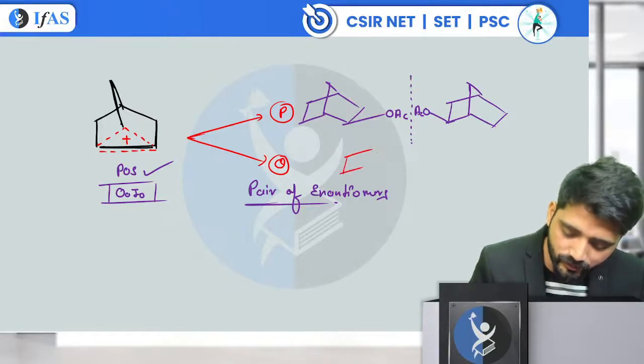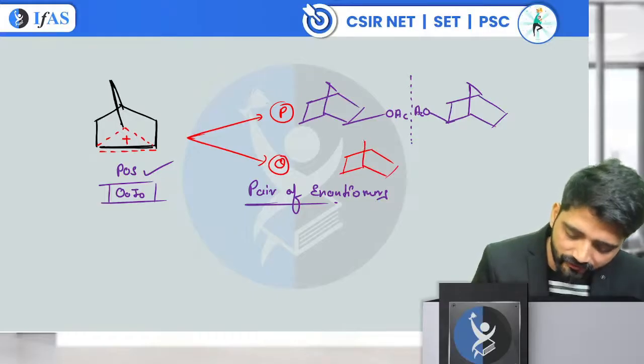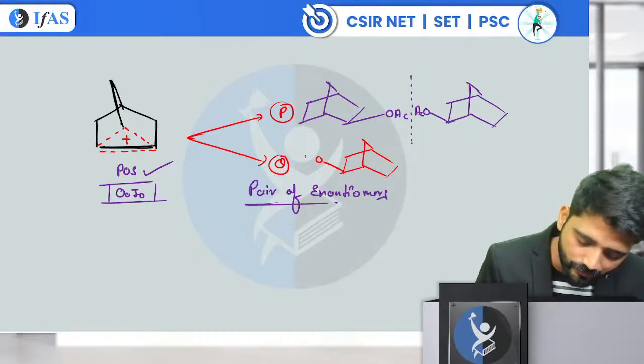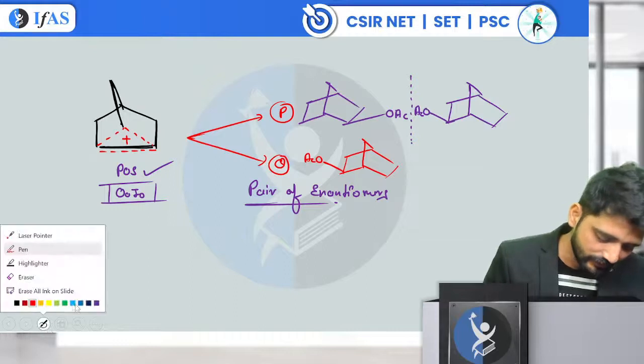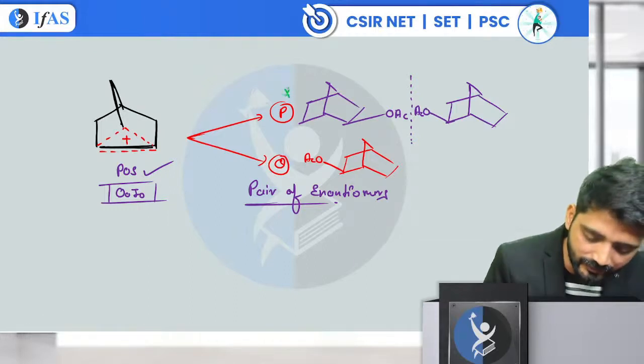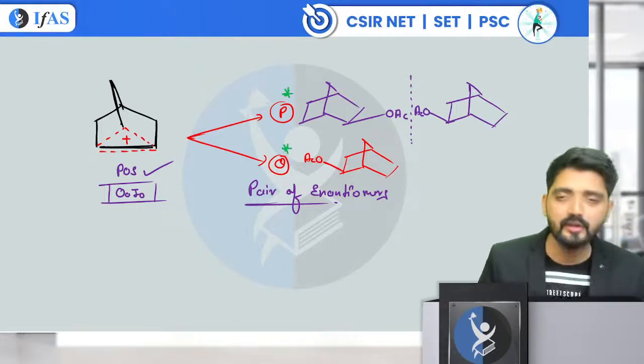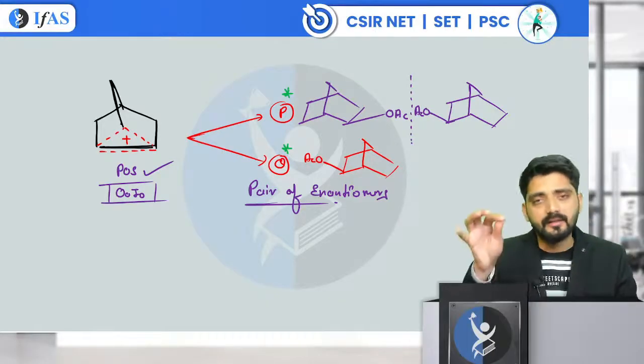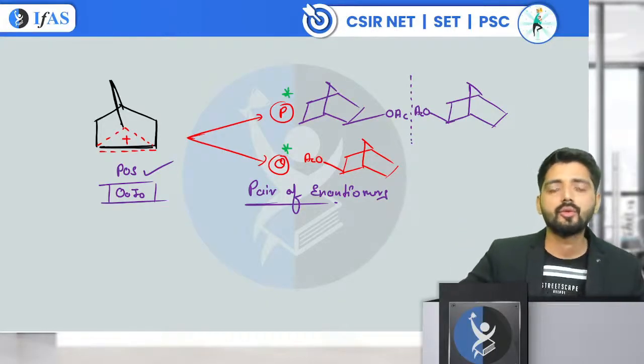Is it digestible to you? There is a lot more left in this example, but before that, tell me, is this clear, how we have reached the P and Q conclusion? This is how the structure is going to look.